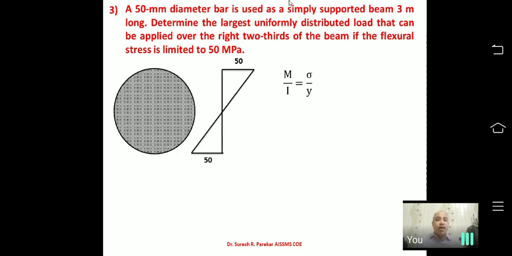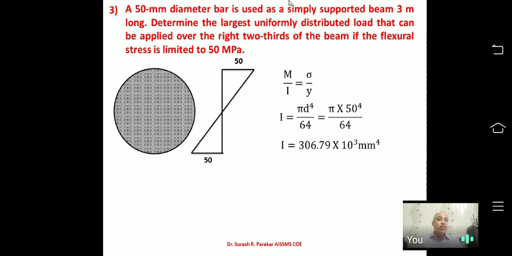Now we will find out the first value. The formula we have again is the same: M by I is equal to sigma by Y. What is I for a circular section? We have pi by 64 d to the power 4. So substitute values: d given is 50, so pi into 50 to the power 4 divided by 64. That gives me the value of I, 306.79 into 10 raised to 3 millimeter to the power 4.